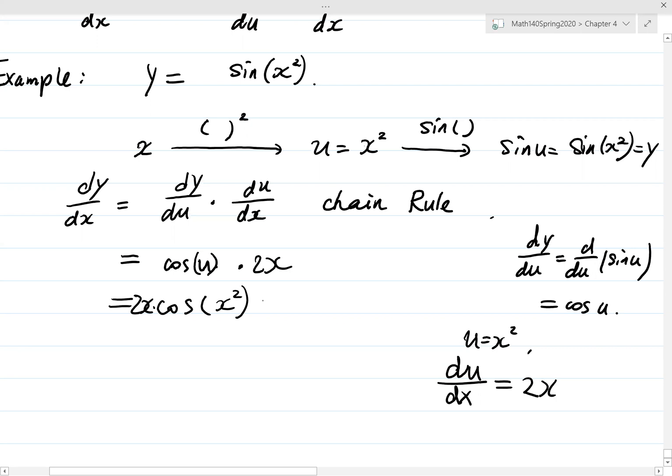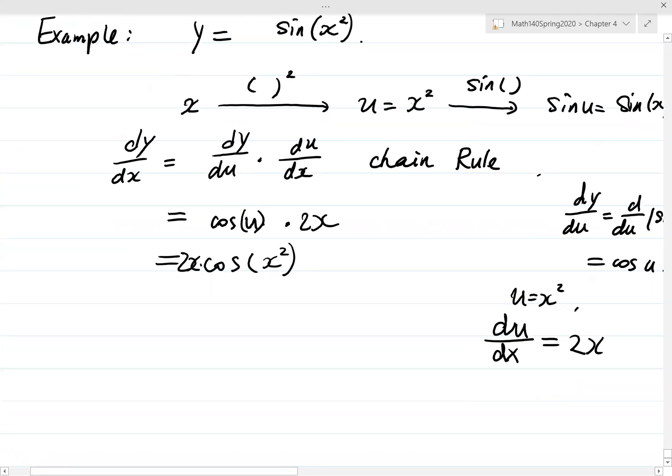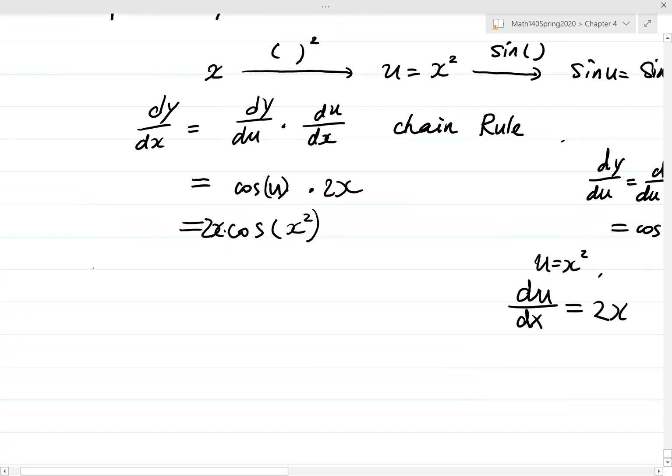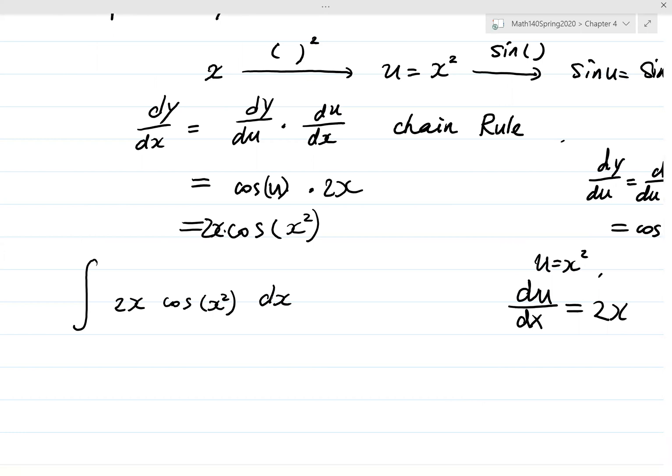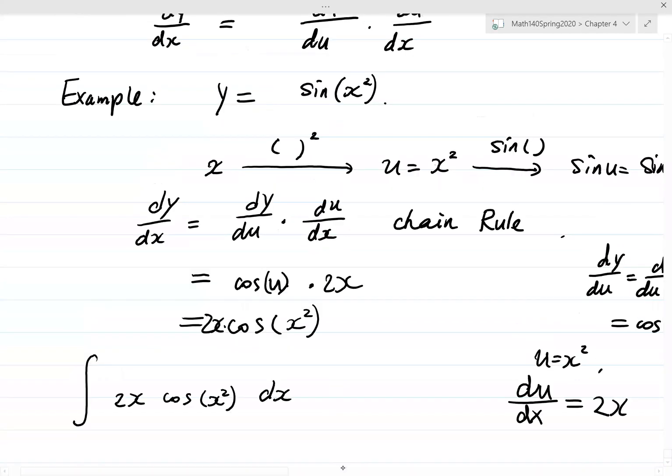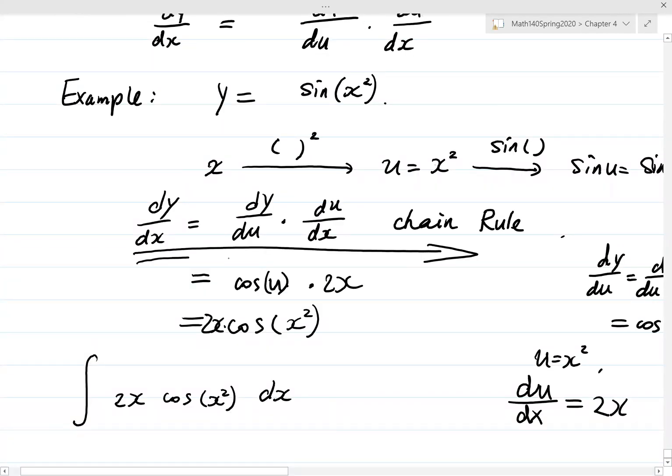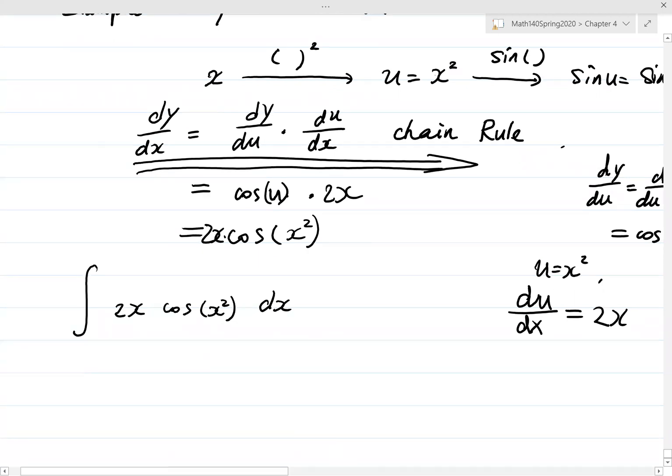Now, how do we do antiderivative? If we do antiderivative, what is the antiderivative of 2x cosine x squared dx? Now, look at the chain rule, the line for dy. If we go in this manner from left to right, then this is the chain rule. Now remember, antiderivative is the inverse, so we should go from right to left. If we read it from right to left, then this gives us the substitution rule.